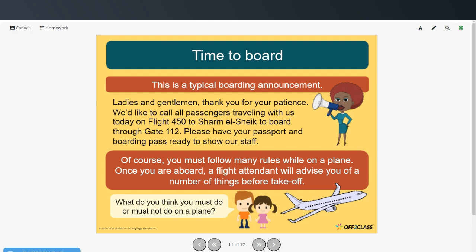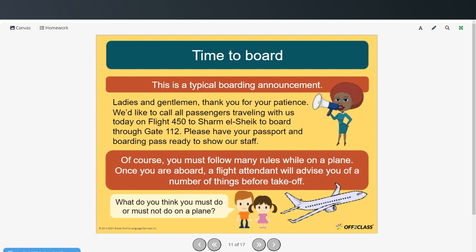So, of course, you must follow many rules while on a plane. Once you are aboard, a flight attendant will advise you of a number of things before takeoff. So, what do you think you must do or not do on a plane?